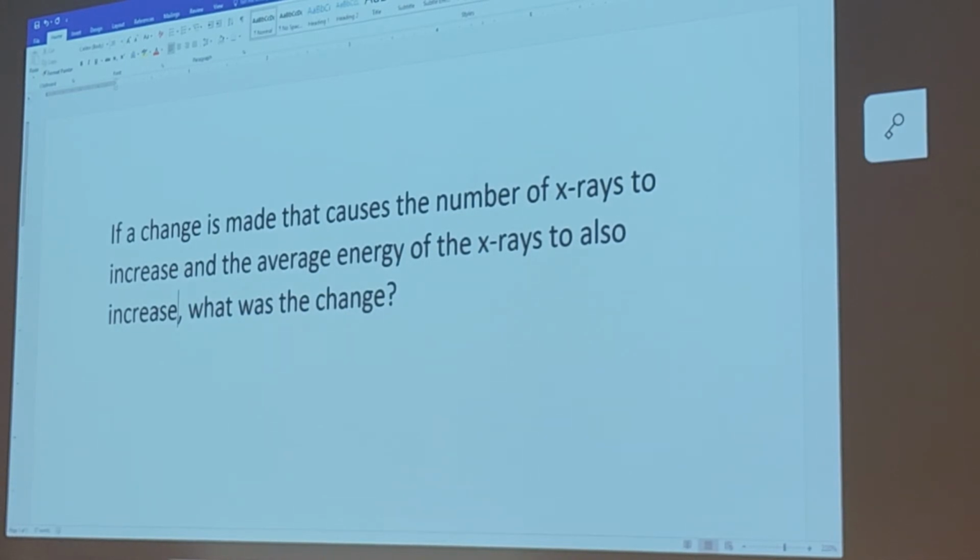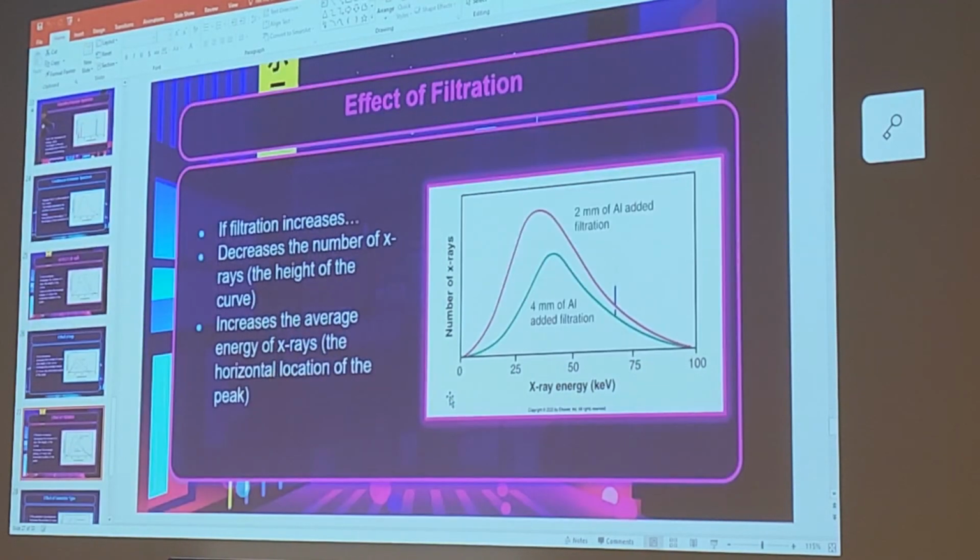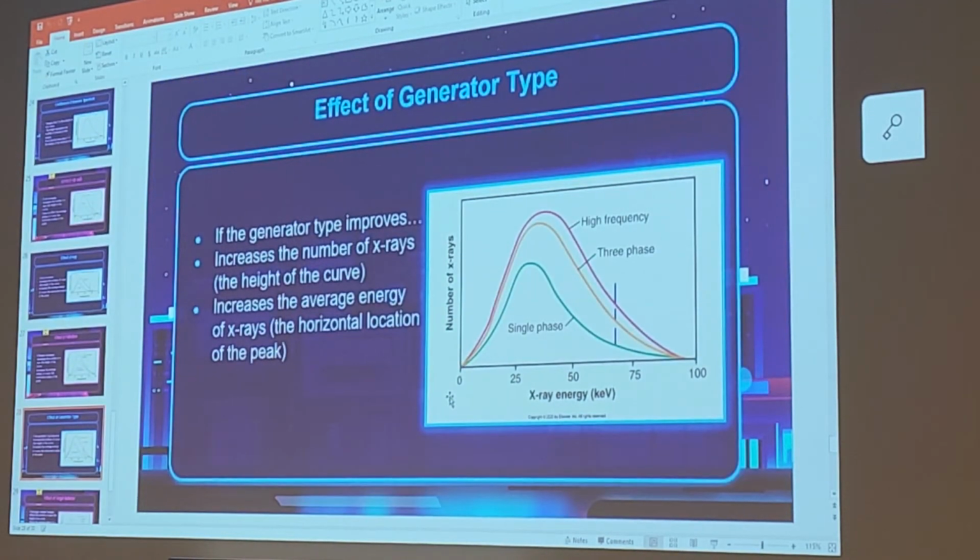I saw Cody with his hand up earlier. Generator. Generator, very good. So if we hop back over, when we take a look at our generator, as our generator type improves, our curve goes up, which means more X-rays. Our curve goes to the right, which means more energy. So generator would be another answer. Does that make sense? Yes. Okay.